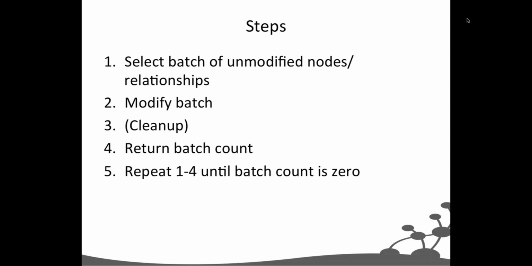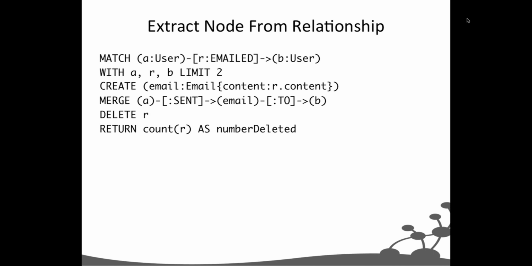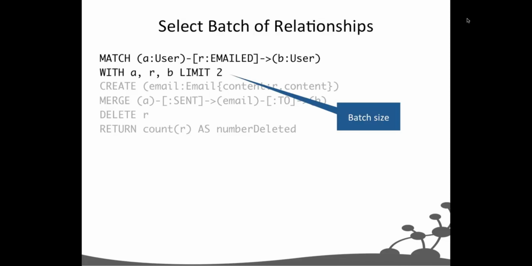And then we repeat steps 1 to 4 until this batch count drops to 0. So the moment we can no longer find anything that needs changing in the graph, we're done. But until that point, we're going to continue executing this query over and over again. So this is the refactoring that we can perform to extract an email node from an email relationship and delete the old relationship.